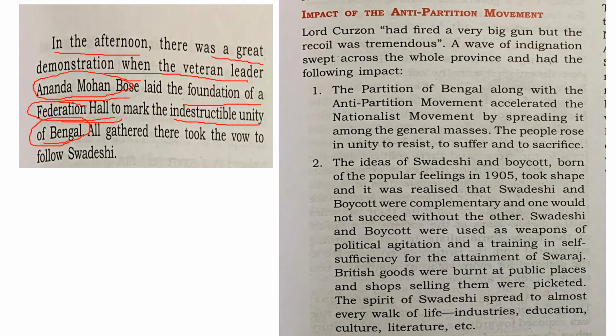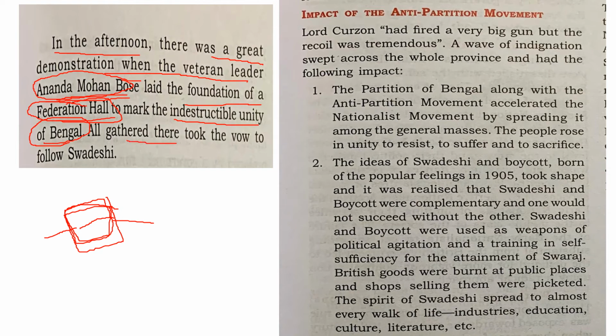What do you mean by Federation Hall? Federation means both East Bengal and West Bengal having a common conference hall. That will symbolize to the British that they were still together. Federation Hall means where both East and West Bengalis can conduct meetings. That will symbolize the unity of Bengalis. So who did this? Anand Mohan Bose did this.